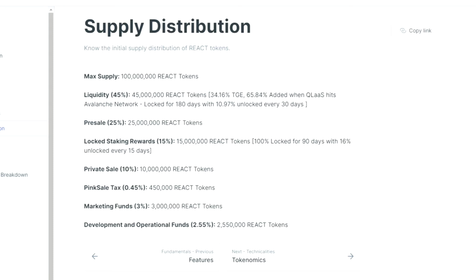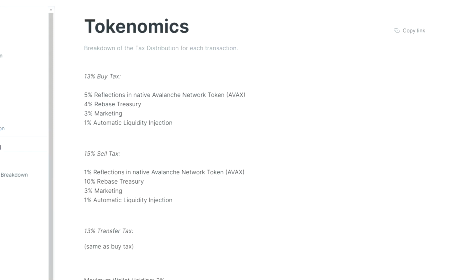So the value of these tokens will remain sustainable if there is obviously demand for it. Let's get into their tokenomics as we're talking about tokens. Just like many other projects, this does have a buy tax and also a sell tax. What that means is whenever you buy, 13% is taxed. So let's say, for example, if you buy $100 worth, $13 is going to be taxed.